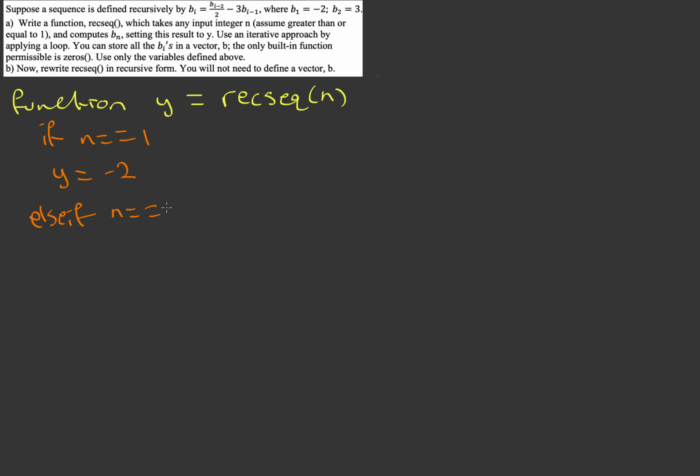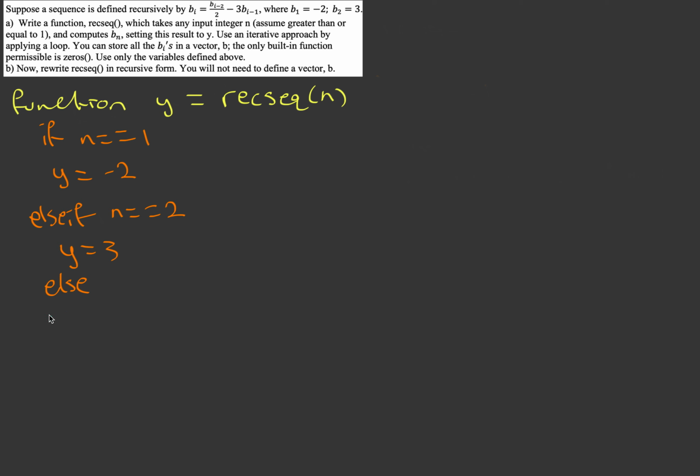Now, say we wanted to do this recursively. How would we do that? We'd still write our function header like we normally would. We have our output y, and our name, and our input n. Now, we still have to do the same conditions. If n is equal to 1, then we're just going to say y is equal to -2, and else if n is equal to 2, then just y is equal to 3. Else, now we know it's greater than 2, what we're going to do is call the function itself.